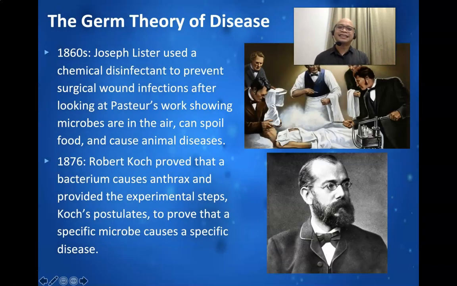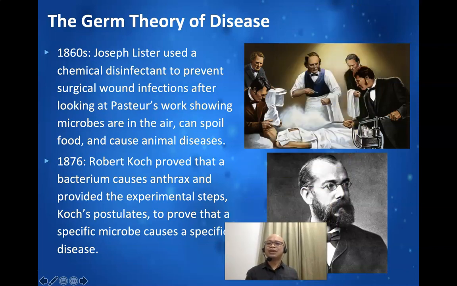In the 1860s, Joseph Lister used a chemical disinfectant to prevent surgical wound infection after reading Pasteur's work showing microbes are in the air. Microbes can spoil food and can cause animal diseases. Because he was able to read the work of Louis Pasteur, he began to utilize chemical disinfectant during surgery. That is the reason why Joseph Lister became the father of aseptic surgery.